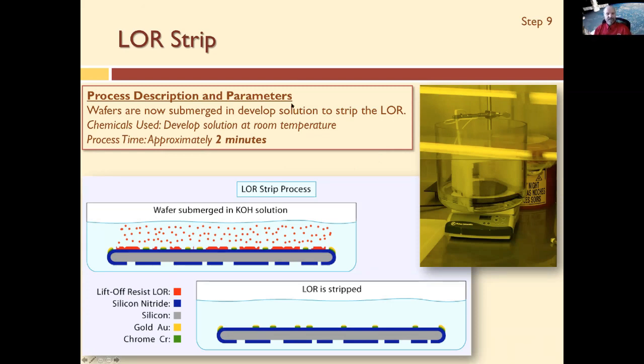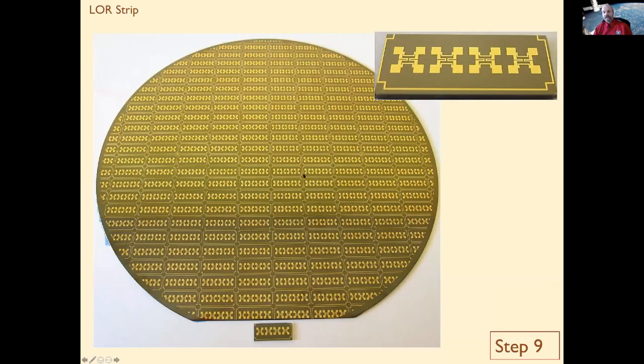Okay. So we do the liftoff strip. Okay, and get rid of it. So we submerge it not in potassium hydroxide, but we submerge it actually in developer. Okay, and now the liftoff resist is off of there. We just have gold and chrome stuck to the front side of the wafer, silicon nitride. So we're good to go.